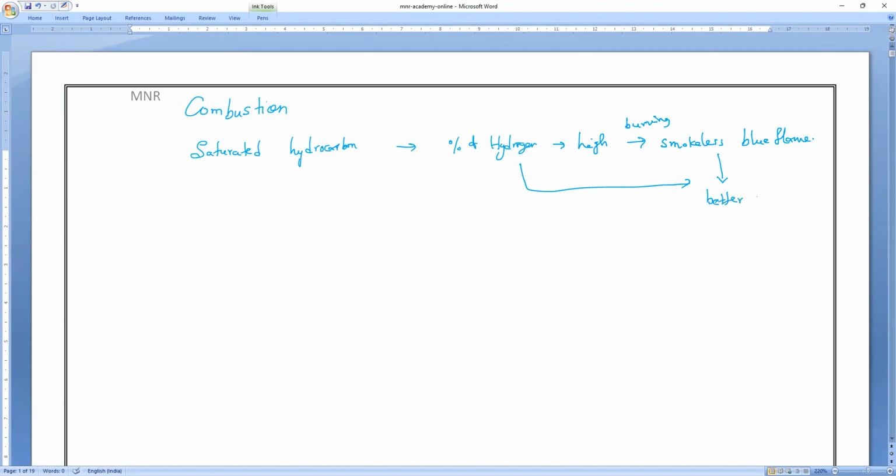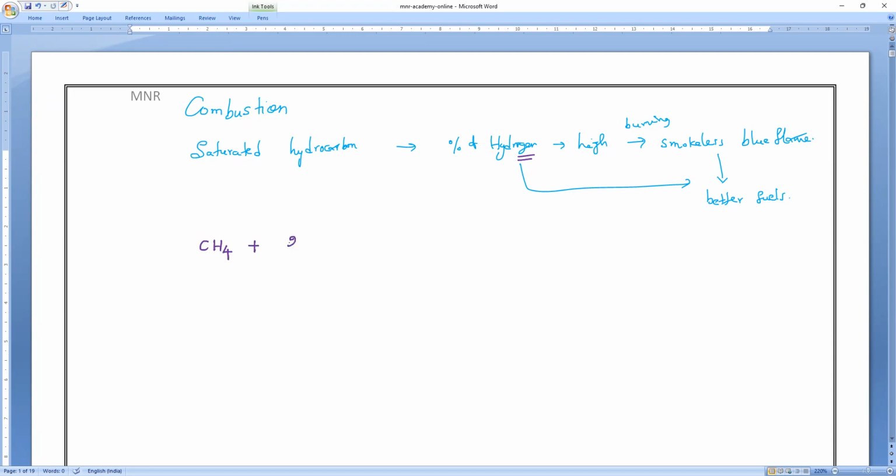The fuels we have in our surroundings, the majority are hydrocarbons or derivatives of hydrocarbons. In that, the fuels having a greater percentage of hydrogen are considered the best fuels or top fuels. For example, which is the smallest possible hydrocarbon, everybody? Methane.